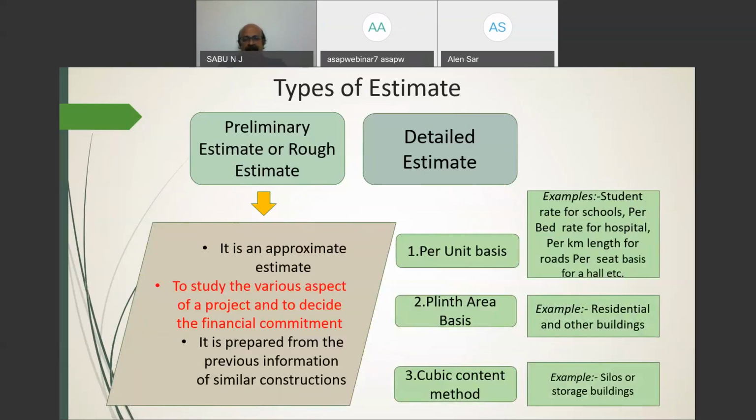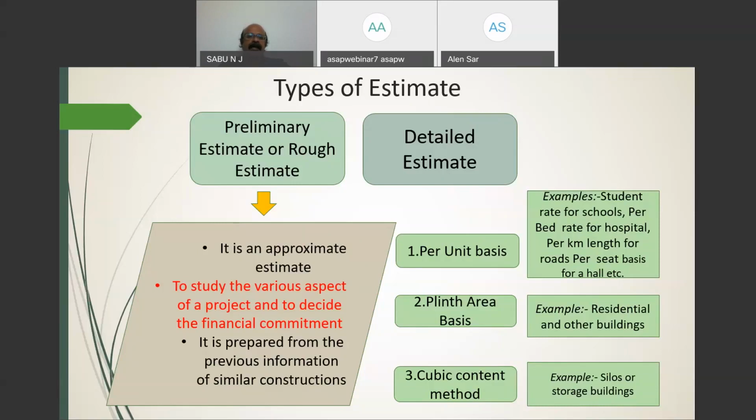There are two types of estimates. All of you know that we have to prepare the feasibility report for convincing the public or the government about the project. And after getting the formal acceptance, we have to prepare the detailed project report. That detailed project report will show the clear picture of the project. So in these two stages, estimates are to be prepared.